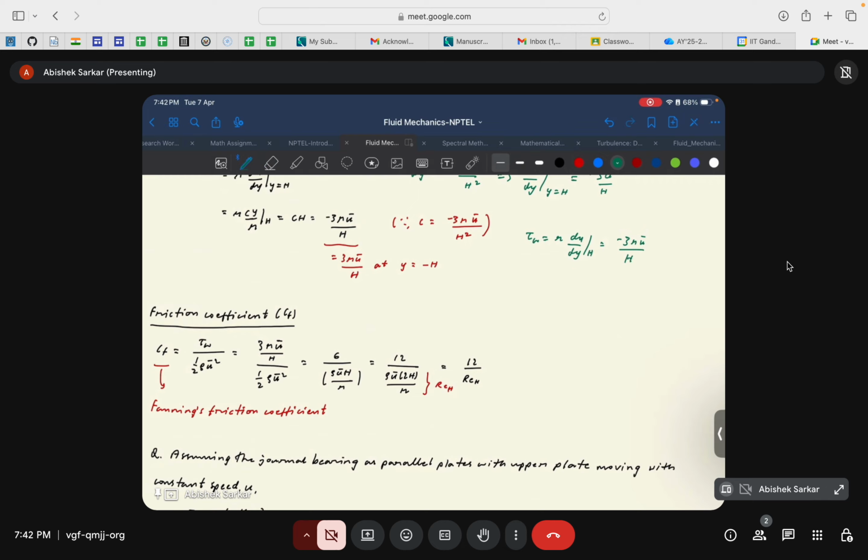If you simplify these expressions, you'll have Cf, the friction coefficient, also known as the Fanning friction coefficient, as 6 by rho u bar h by mu. Just simple manipulation of the equations. Now if you multiply 2 in the numerator and denominator, the numerator will have 12, and you will have rho u 2h by mu, where 2h gives us the characteristic length scale. You know that rho times velocity times the characteristic length scale divided by viscosity gives us the Reynolds number in terms of the channel height. So we'll have Cf equal to 12 by Re_H.